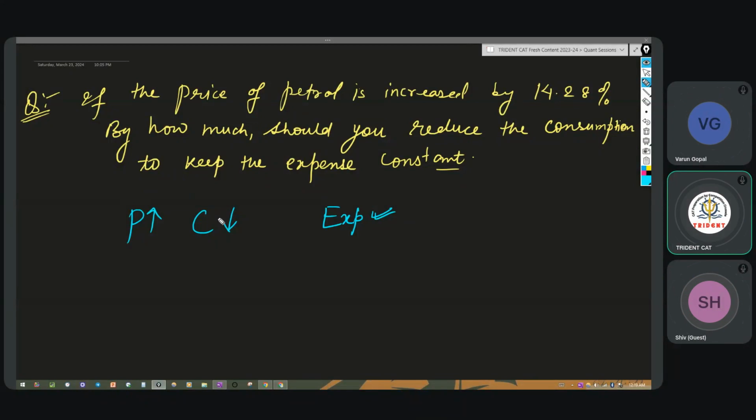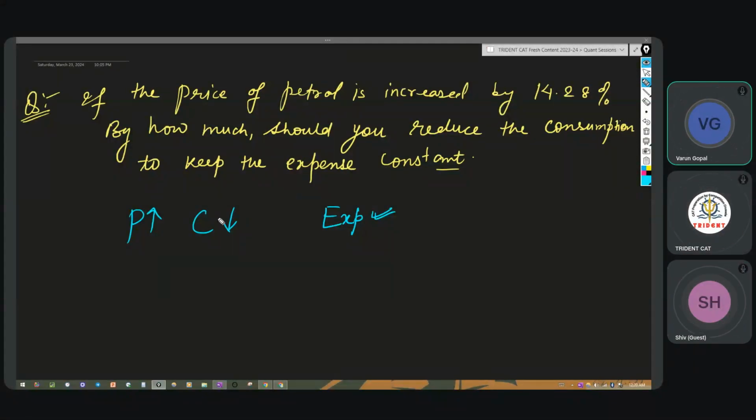This is a clear case of manipulating the percentage, or the multiplying factors. So what do they mean here by constant? Suppose earlier the budget for you was 100 rupees, but the price of petrol has increased. You still have a budget of 100 rupees only, so your consumption will go down because the price is higher now. This is the meaning of constant expense.